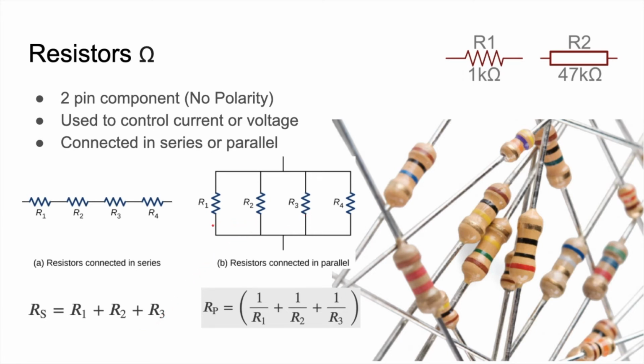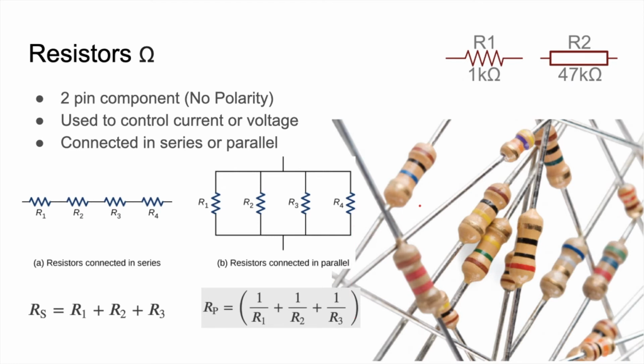Now what if resistors are connected in parallel? If resistors are connected in parallel, then this is the equation for calculating the resistance. Overall resistance over here is given as 1 by R1 plus 1 by R2 plus 1 by R3. Is it complete? No. One more resistance is over here, due to that plus 1 by R4 is going to come.